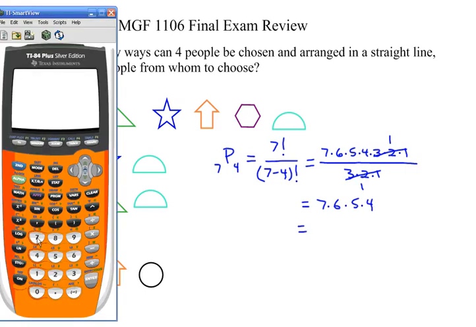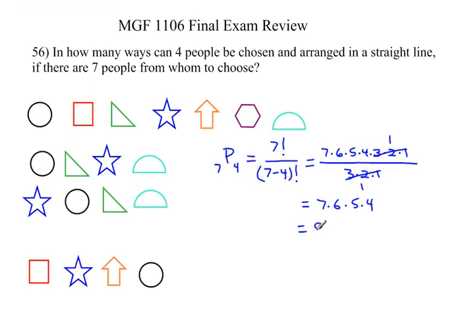Letting our calculator do that for us, that product is 840. So there are 840 different arrangements of 4 people if we choose from 7.